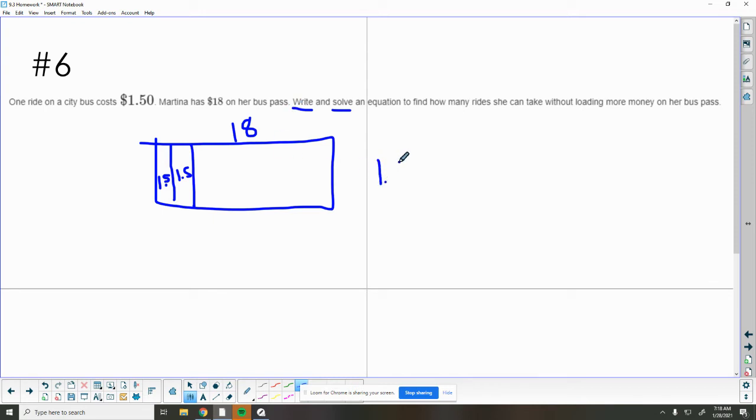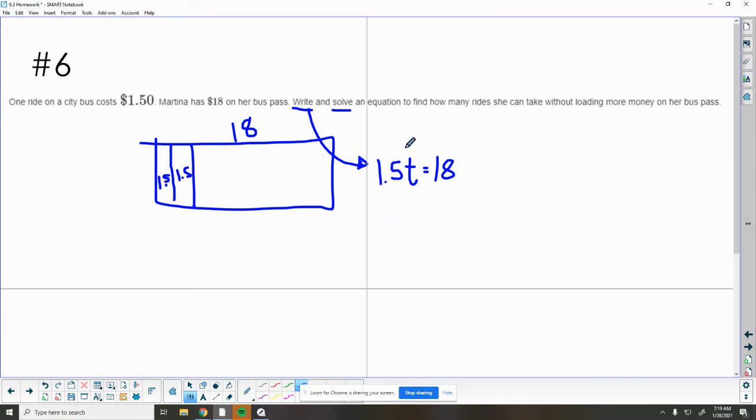So we know it takes $1.50, and I can put that zero there or leave it out. It's the same. So that zero at the end is still 0 hundredths, 0 pennies. And every time she rides on the bus, it costs $1.50. So we're going to multiply that by how many times she can ride the bus, and we want a total of 18. So here's our equation. Another way we could write that is to say we have 18. We want to divide it by $1.50, and that equals the times she can ride on her bus.